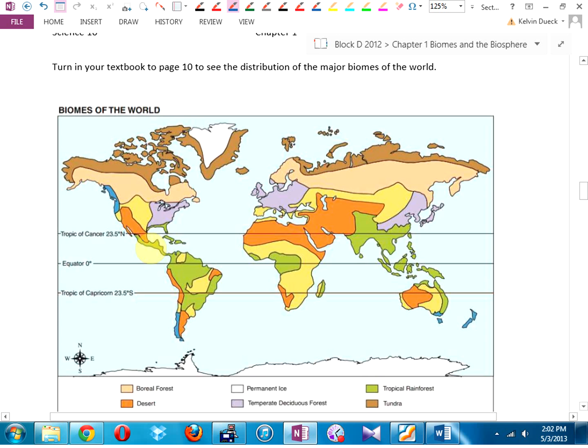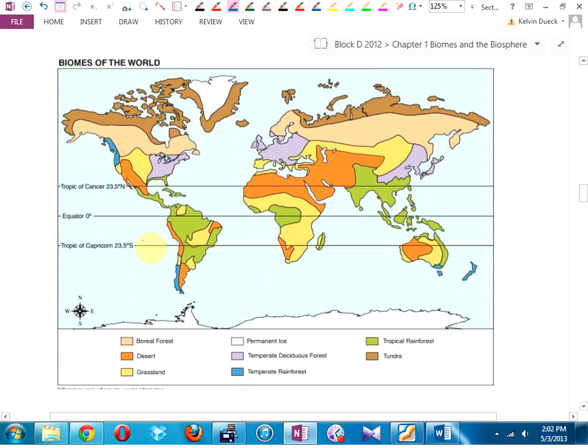And next page. I wrote, turn in your textbook to page 10 to see the distribution of the major biomes of the world. I did photocopy this for you, but your map in your notes is all grays and grays and grays, yes? So eventually I will find a way to either give you a color one, or I'm trying to find one that's completely black and white so that I can just give you pencil crayons and you can color your own. We'll do one of those two things. But these are the biomes. There's 8 of them. Do you notice any patterns? Look at page 10 in your textbook if you have it, or look at the screen in front of you.